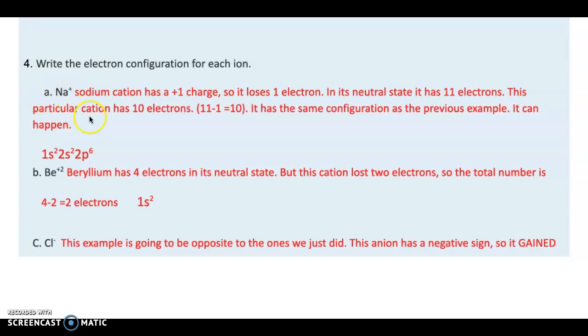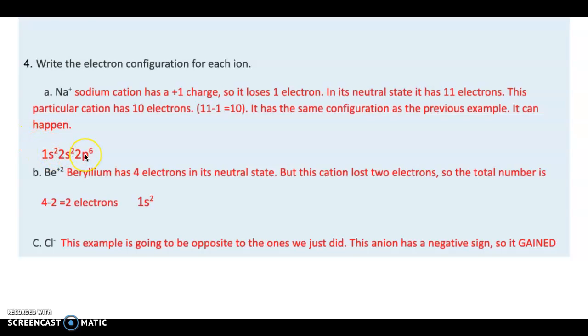The neutral sodium has 11 electrons because the atomic number is 11. Therefore, it has 11 electrons. So, since it has a +1 charge, it lost 1 electron. So, total for this ion is going to be 10 electrons. Start filling up your subshells.